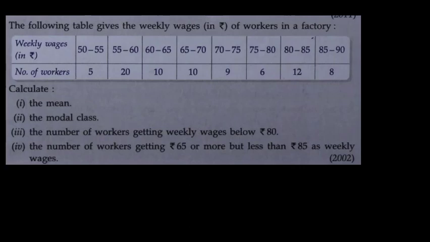Now modal class, what do we mean by modal class? Modal class represents the class which has got the maximum frequency. So you can see that the maximum number of workers here is 20, and they are getting weekly wage in the range of rupees 55 to 60. So this 55 to 60 class interval is called the modal class, where we are getting the mode. We have not discussed this thing, but now you understood what is modal class. Modal class is the class interval where we get the maximum frequency. So let us start with mean.